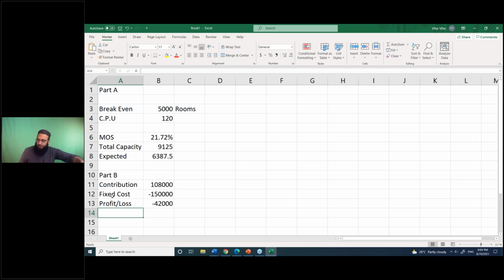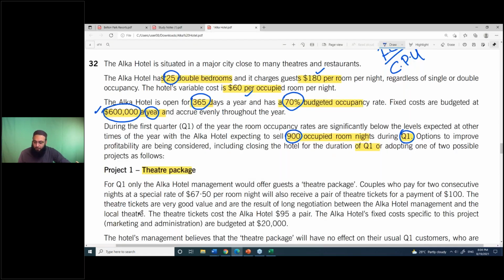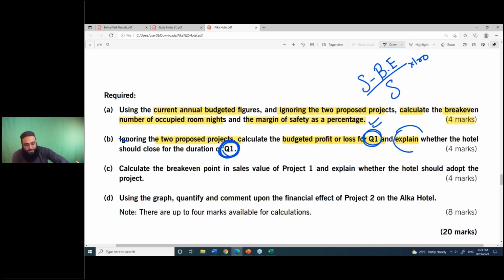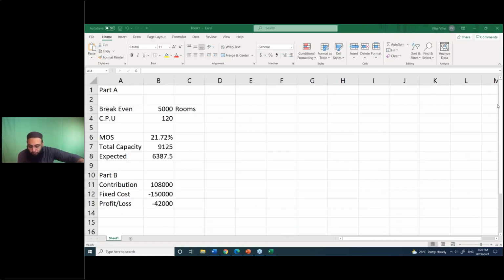Now, as far as the working is concerned, it's quite simple. What to explain, that's important. What to explain? Explain whether the hotel should close for the duration of quarter one or not. Now you have to explain whether it is viable to close it or not. Now, what do you think? Now, here I will ask your suggestion as well. Yes, friends. Should we close? Because we are having a loss.